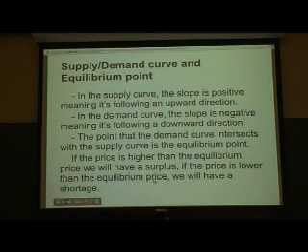In the supply curve, the slope is positive, meaning it's following an upward direction. In the demand curve, the slope is negative, meaning it's following a downward direction. The point where the demand curve intersects with the supply curve is the equilibrium price. If the price is higher than the equilibrium price, we will have a surplus. If the price is lower than the equilibrium price, we will have a shortage.